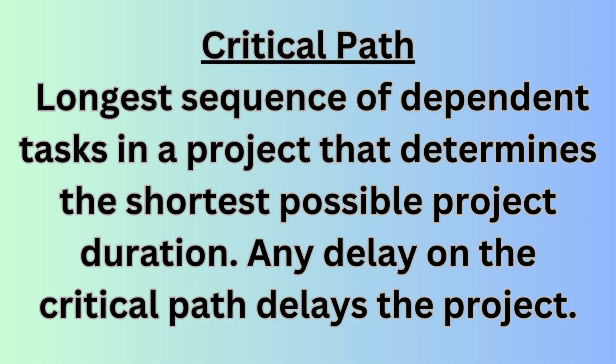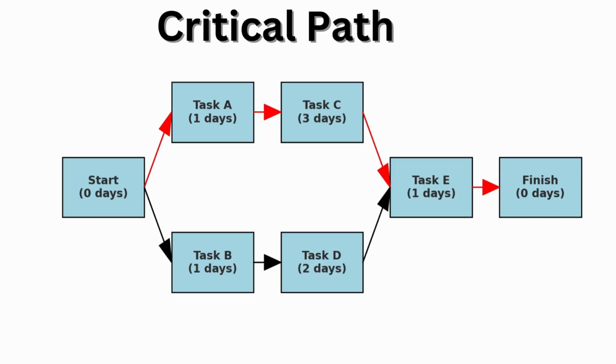The critical path is the longest sequence of dependent tasks in a project that determines the shortest possible project duration. Any delay in a task on the critical path is going to delay the entire project. Now, this may seem counterintuitive, but it's important to understand that the critical path represents the minimum amount of time needed to complete a project, given the dependencies between the tasks.